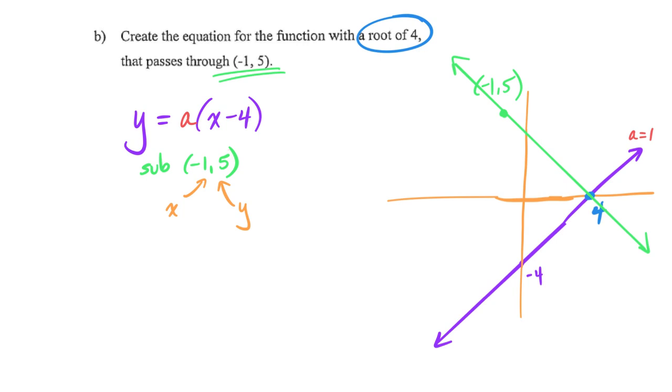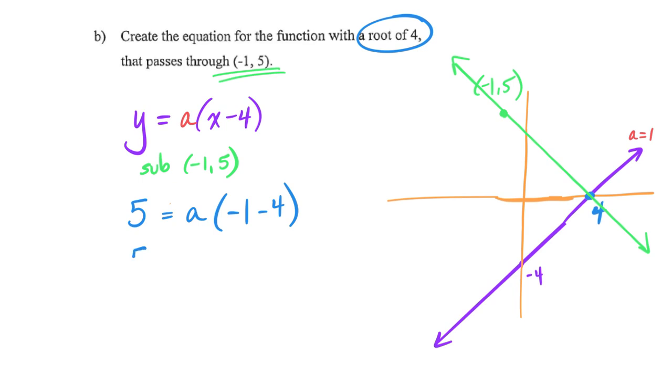So let's sub that relationship in and make it happen. If I was to sub my y value of 5, then I have to make sure that my x value is -1. You'll notice I replaced my x with -1, replaced my y with 5. What that just gave me was an equation.